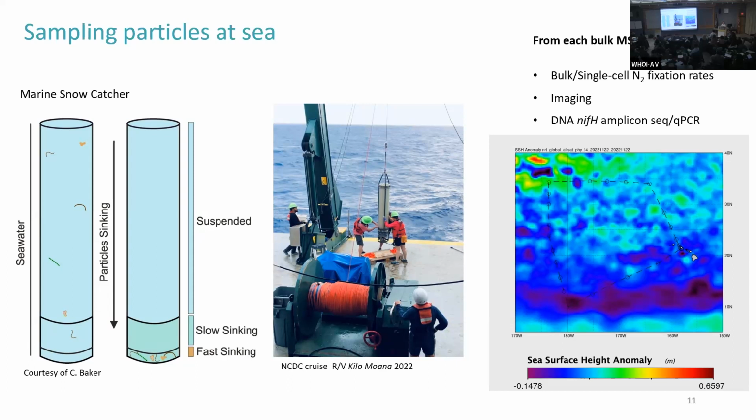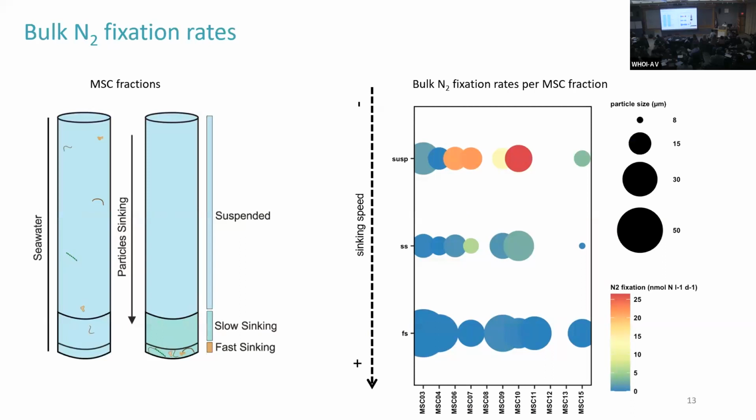So last year we went on a cruise in the North Pacific, and we deployed this marine snow catcher at 150 meters across different stations, and we used that to do 59 incubations to measure both bulk and single cell nitrogen fixation rates, to do some imaging, and also to sequence the nifH. This is some of the preliminary data.